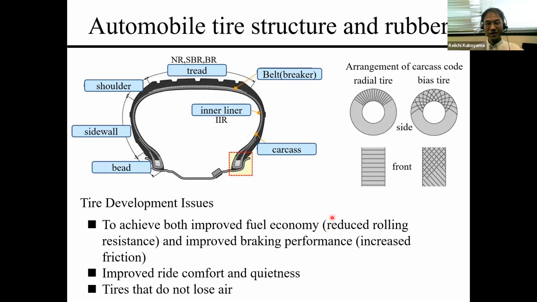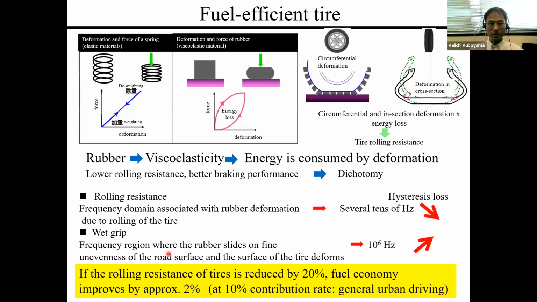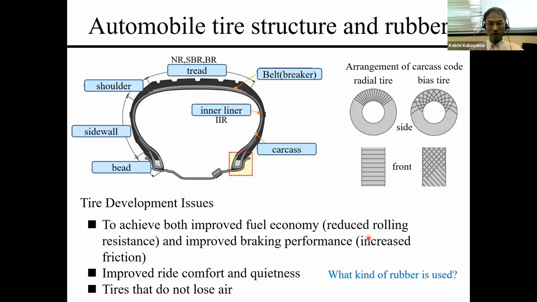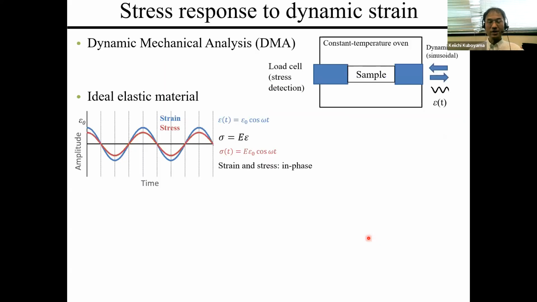So in this case, you have to reduce the rolling resistance, but for the braking performance, you should increase the friction. But you can realize both of them because the frequency region of each phenomenon is different from each other. And before thinking about it, you have to learn more about the measurement method for dynamic strain.